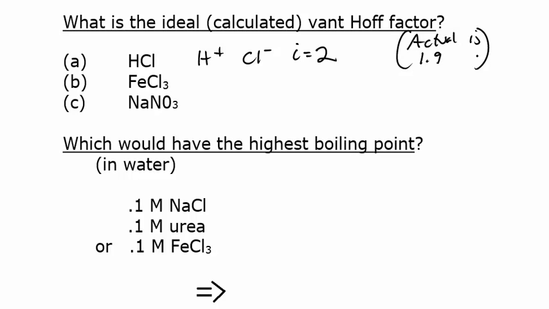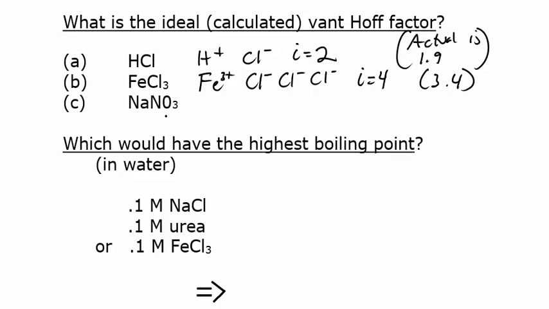And that's because in reality, it doesn't quite have as much effect as you would calculate based on the number of particles. For FeCl3, iron(III) chloride, you get an Fe3+ ion and 3 Cl- ions. So you'd expect the ideal van't Hoff factor would be 4 particles. The actual measured one is 3.4, so it is somewhat less.